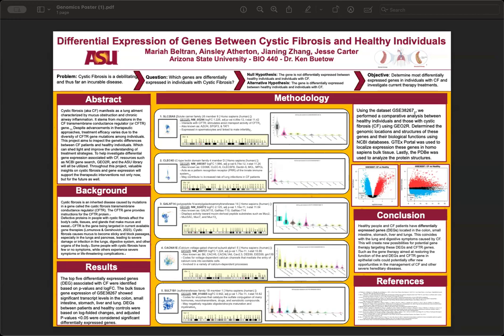Our problem was that cystic fibrosis is a debilitating and thus far incurable disease. Our question is, which genes are differentially expressed in individuals with cystic fibrosis? For our hypothesis, the gene is differentially expressed between healthy individuals and individuals with CF. Our objective is to determine the most differentially expressed genes in individuals with CF and investigate current therapy treatments.